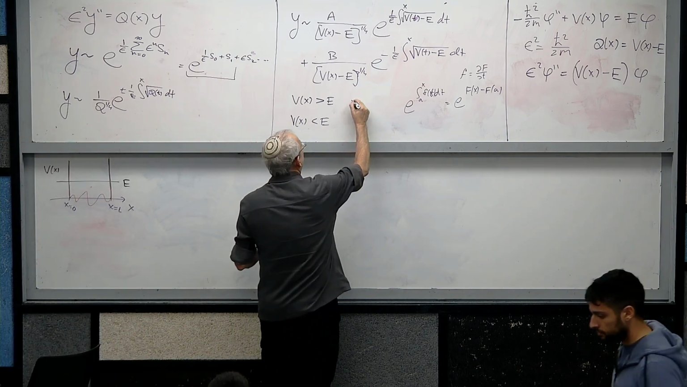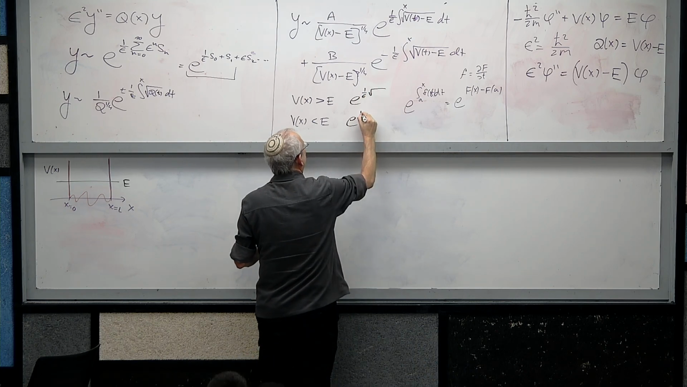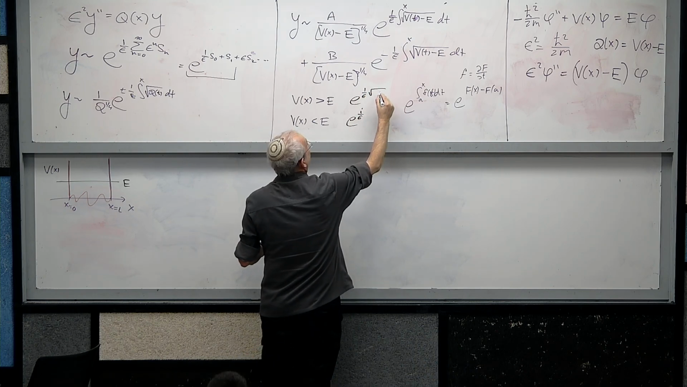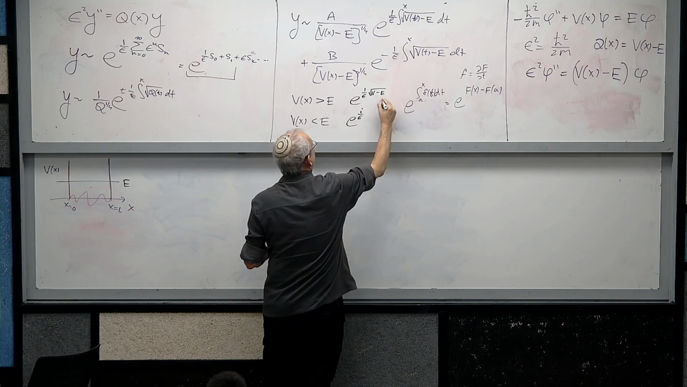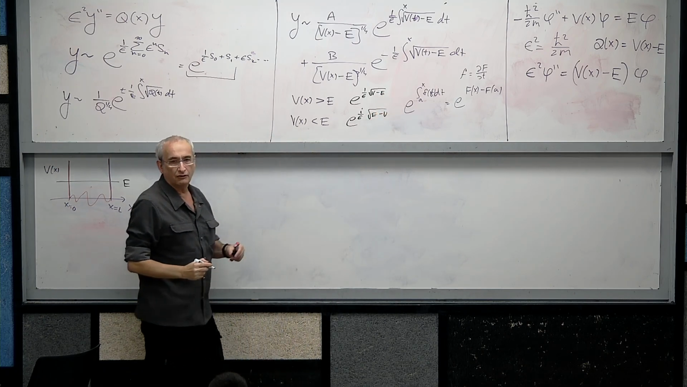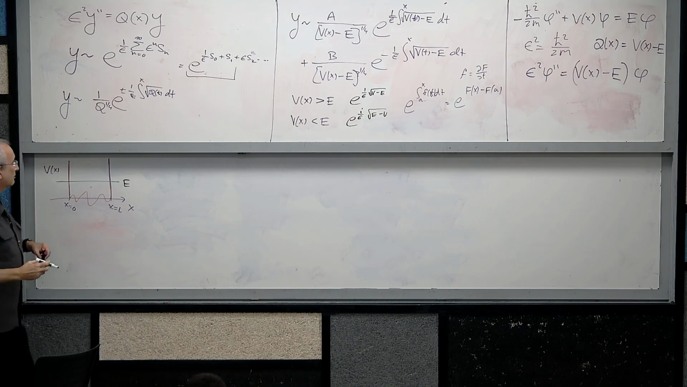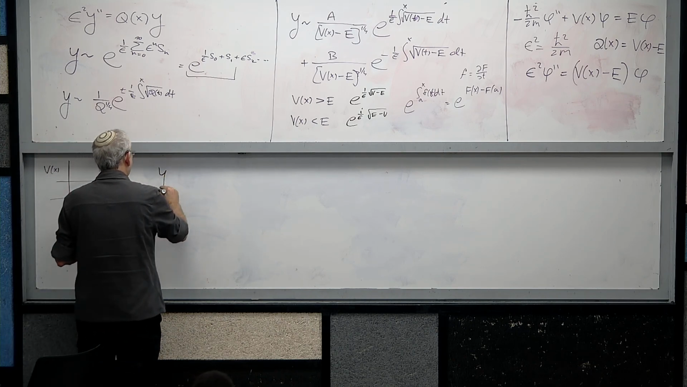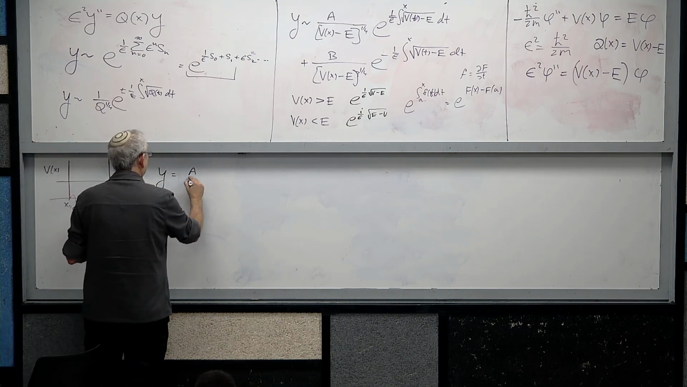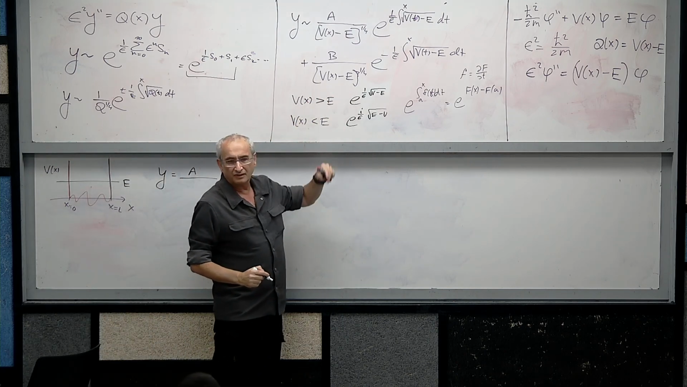Here I have e to the 1 over epsilon square root, here I have e to the i over epsilon. This is square root of V minus E, and this will be square root of E minus V. Which of them should I use for this problem? E is bigger than V, so the second one. Good. So I can write safely that y is a.